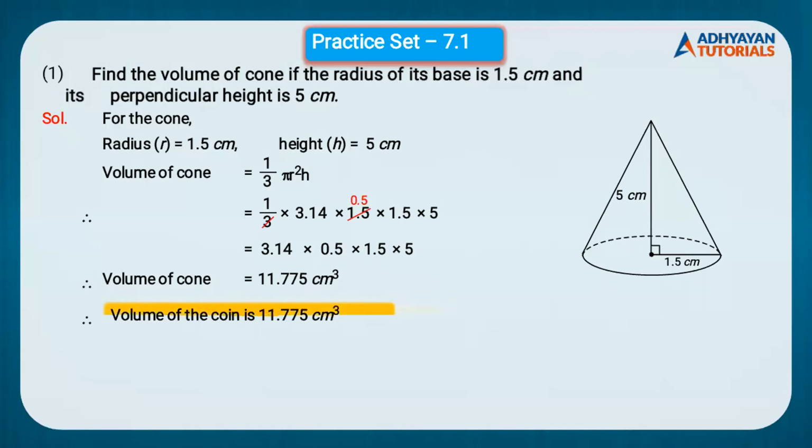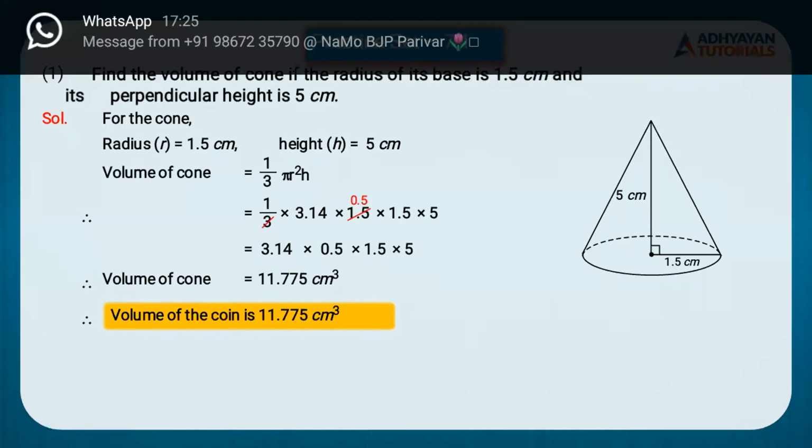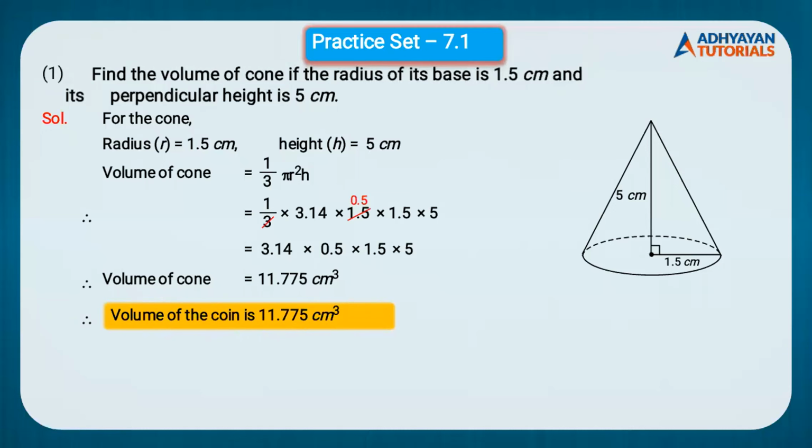Is it clear to all of you? Yes, come on. I'm giving you 2 minutes to write down this sum. Here there's a mistake. Don't write volume of coin, but it is volume of cone. Okay, my apologies for that. Volume of cone is 11.775 centimeter cube.